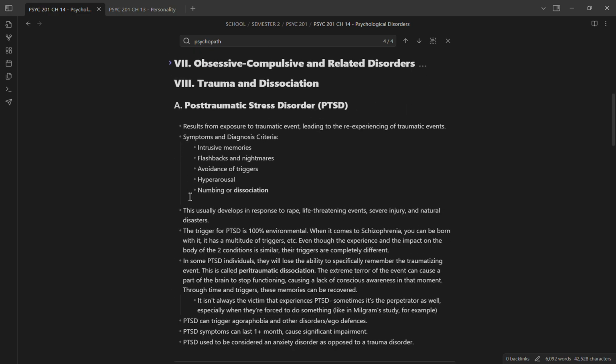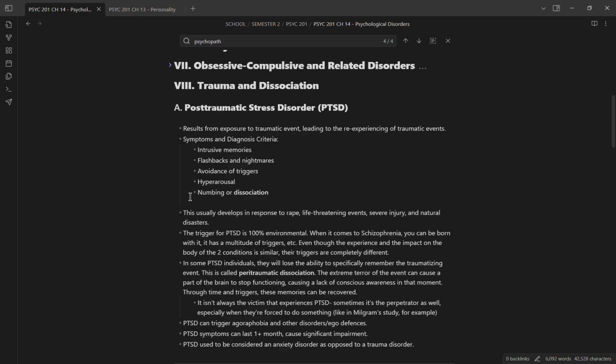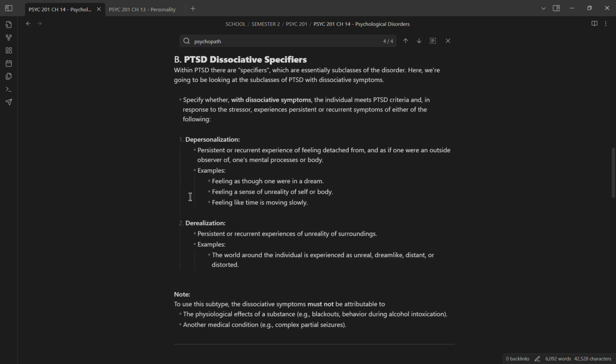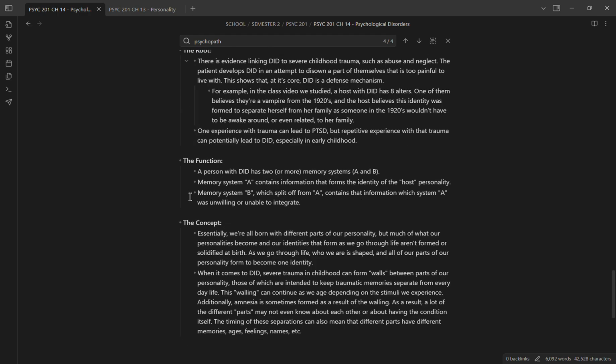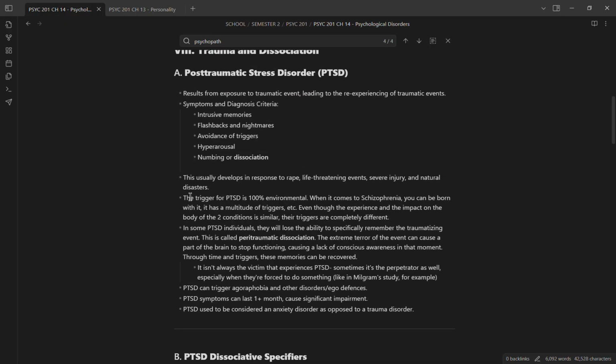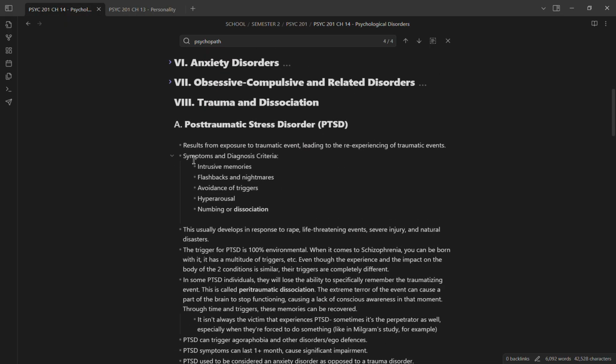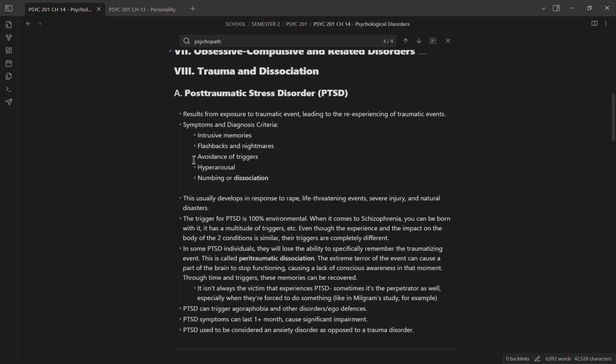Almost done here. We have trauma and dissociation. This is a big section here, right? So first and foremost, post-traumatic stress disorder, right? PTSD results from exposure to traumatic events, leading to a re-experiencing of those traumatic events. These symptoms include intrusive memories, flashbacks, avoidance of triggers, hyperarousal, numbing, or dissociation.